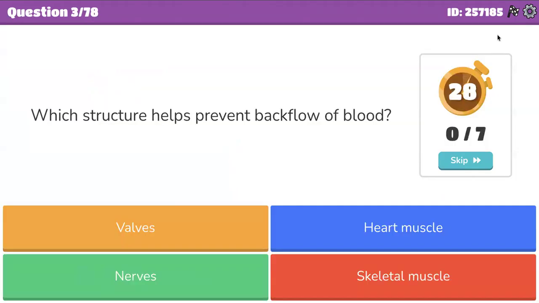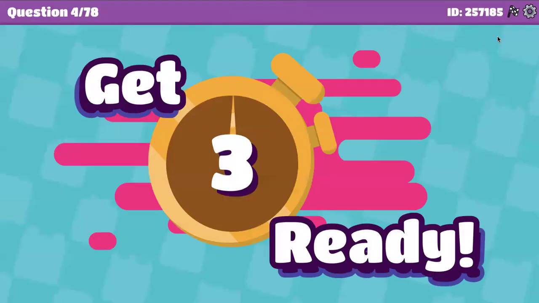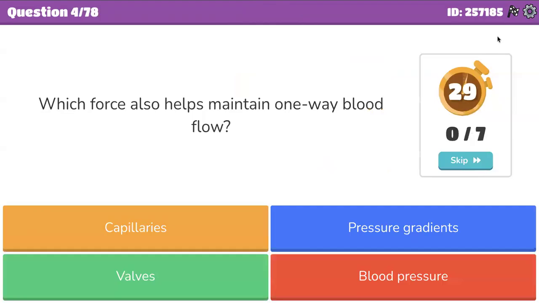Which structure helps prevent backflow of blood? Yep, valves. Valves prevent backflow. Nerves have nothing to do with blood flow. Which force also helps maintain one-way blood flow? Capillaries, valves, pressure gradient, or blood pressure?